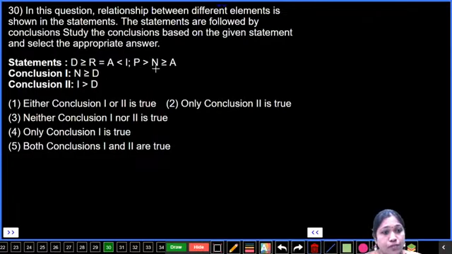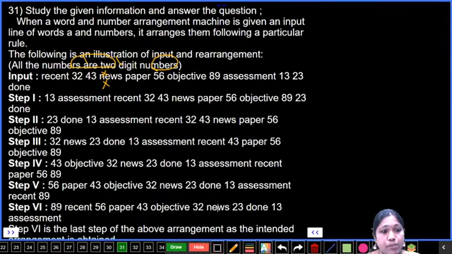When comparing from N to D, N is greater than or equal to A and then A to D, which is false for the first conclusion. Relation from I to D, different symbol comparison is not valid. So the second one is also false. Neither of them is true. The option is the third option. And then we are having input and output, which you can go with the practice, and we will go with the last set of questions.